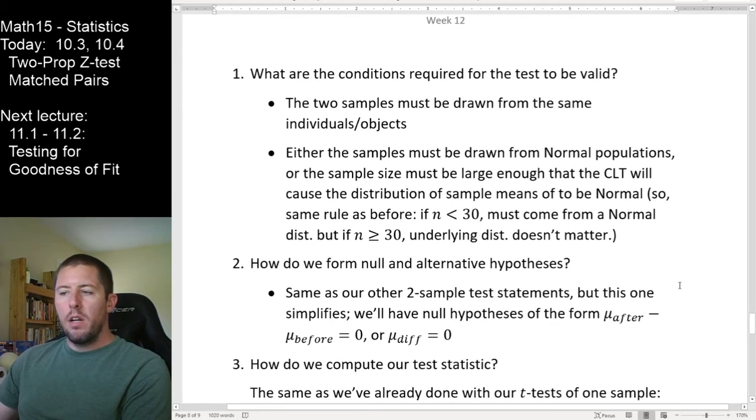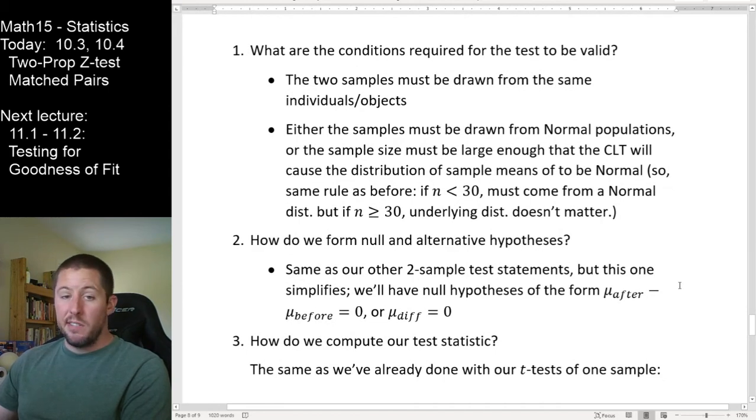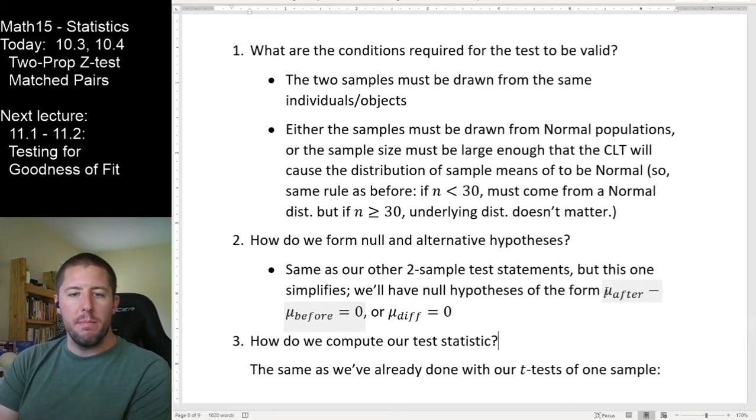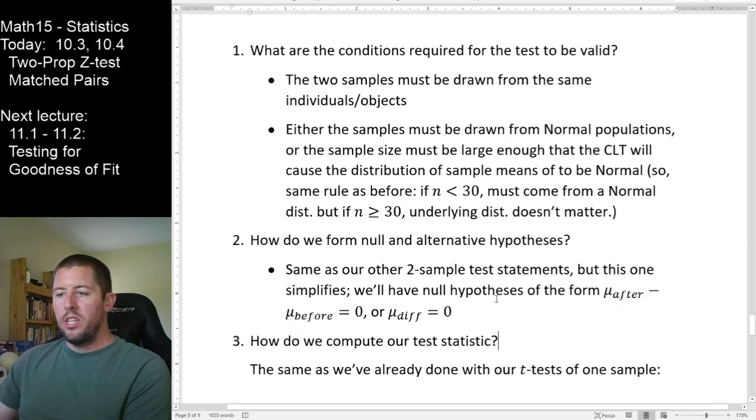How do we form our null and alternative hypothesis? It's really now the combination of our 2 sample and 1 sample tests, right? Saying that our before and after difference is 0. That's what I've got highlighted right here: the average value of the afters minus the average value of the befores is 0, or we just say that the average difference is equal to 0 right here. This is more appropriate for our 1 sample computations. This, in a sense, may be our slightly more appropriate way to categorize this one here.